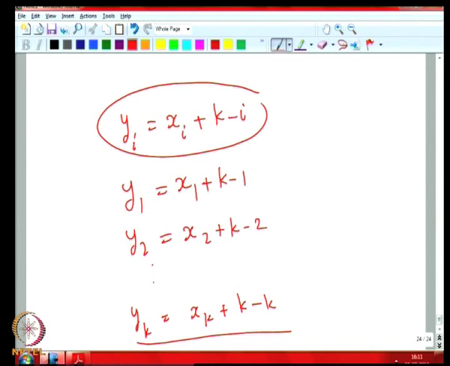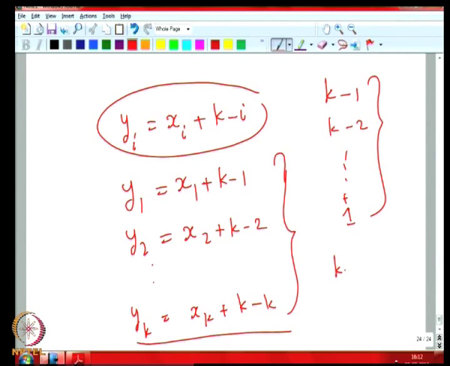So we try this conversion, right. We convert each xi into yi by defining yi = xi + k - i. Now you see the total we are adding: to x1 we are adding k - 1, to x2 we are adding k - 2, and finally to yk - 1 we are adding 1, and here we are adding only 0. So how much are we adding?